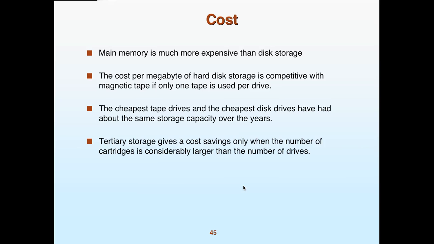So the cost. Main memory is much more expensive than disk storage. Talking about virtual memory, disk storage is farther away from the CPU. It is the cheapest memory. So closer to the CPU, more expensive. Farther away, cheapest you can get. Really cheap USB drives now. So the cost per megabyte for hard drive storage is competitive with magnetic tapes. If only one tape is used per drive, well, you can probably scratch all those cost estimates on magnetic tapes since now they don't really exist anymore.